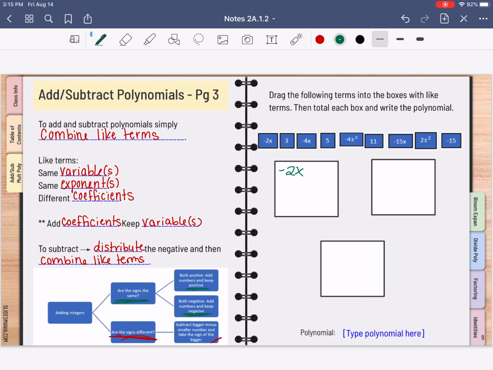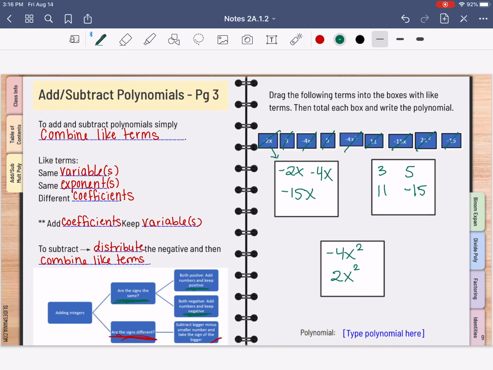Negative 15x, that's going to go with the other x's. 2x squared has a squared on there, so we're going to move it with the other x squared. So you're dragging it all the way down over here. And then negative 15, that's a constant, so it's going to go in the constant box.